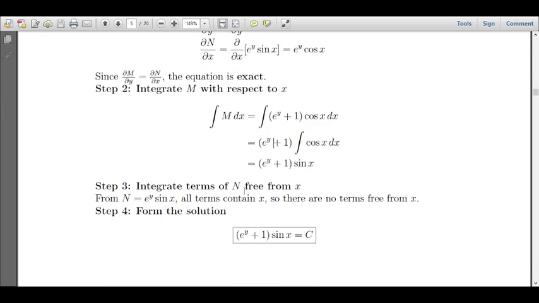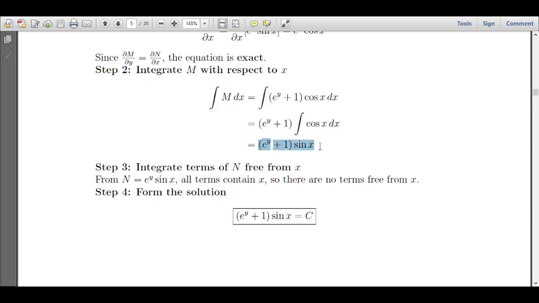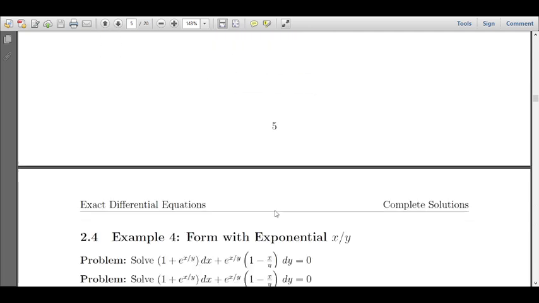Now, terms in N that do not contain x, there are no terms that are free from x. Therefore, we form the solution from step 2 only. So, this is (e power y plus 1) sin x equal to c. So, that is the solution.